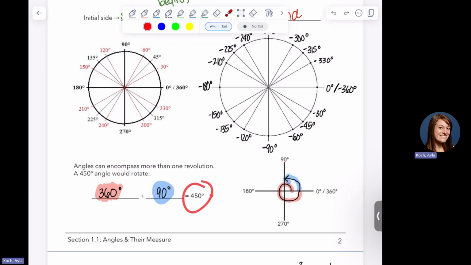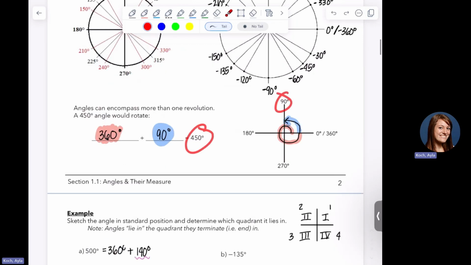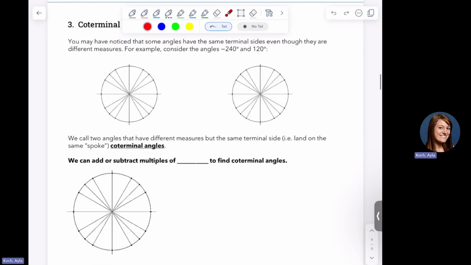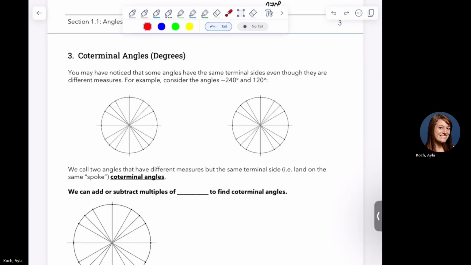And in fact, if you added 360 degrees to this, you would end up with 810 degrees, and that would have the same initial side and terminal side as both 450 and 90 degrees. Angles that have the same initial side and terminal side are called coterminal angles. So as an example here, negative 240 degrees, moving in that negative direction.